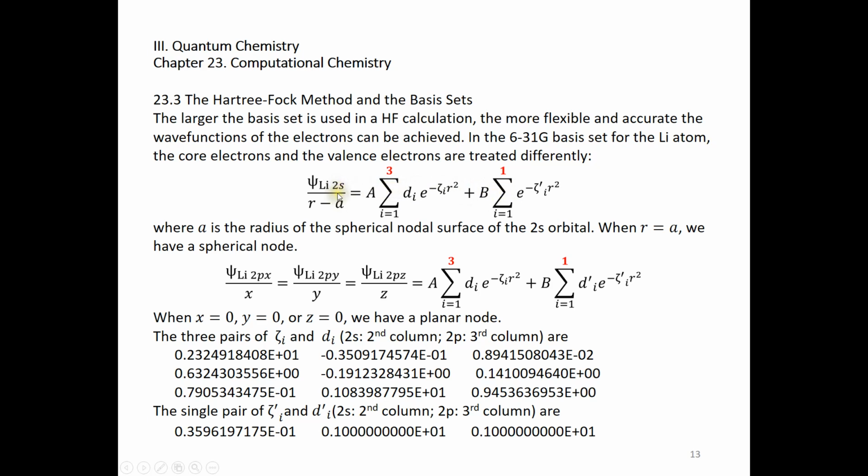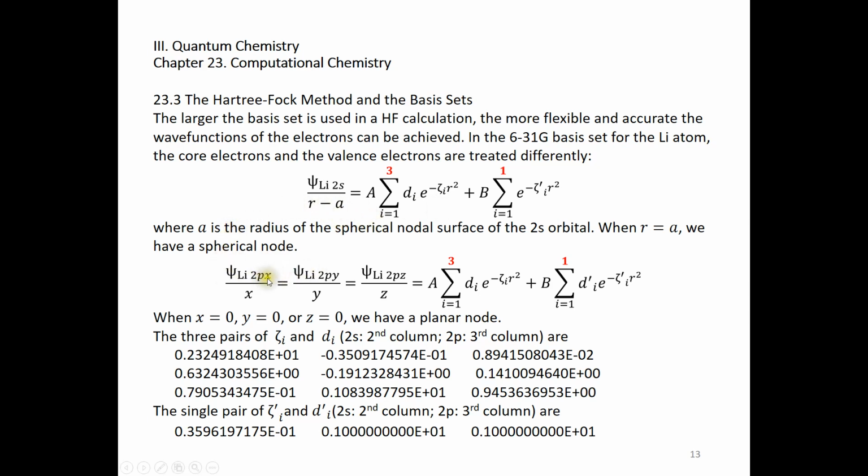This is the 2s atomic orbital. We know there should be a spherical nodal surface, so we need to include this as a part of the wave function, r minus a. A is just the radius of the spherical nodal surface. This can also be pre-optimized. This can also be computed.